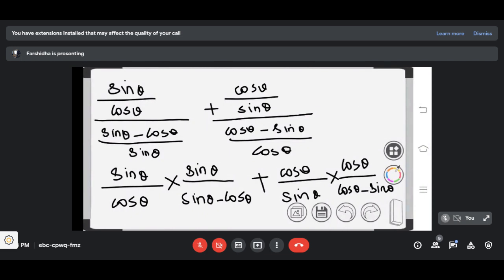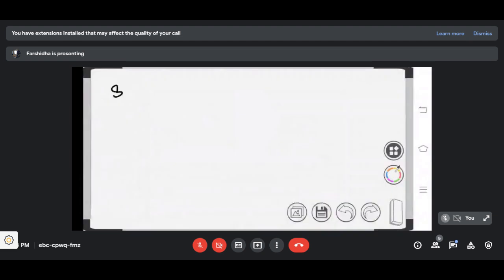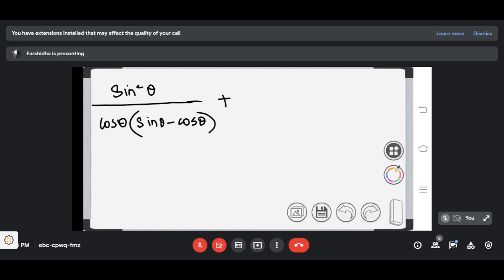Okay, right, in the next step, sin theta into sin theta becomes sin square theta. So I'm writing sin square theta divided by cos theta into sin theta minus cos theta, plus this side it is cos theta into cos theta. So it will become cos square theta divided by sin theta into cos theta minus sin theta.